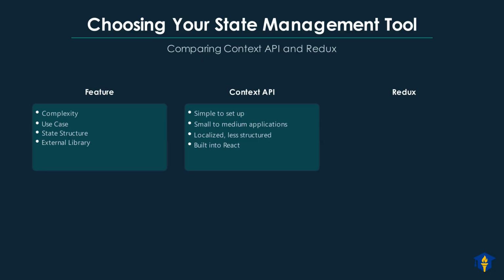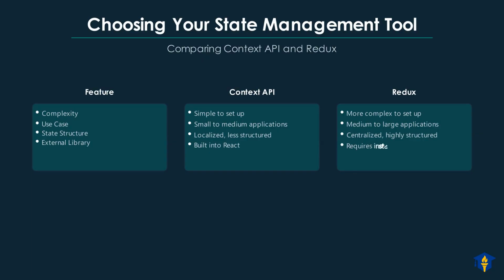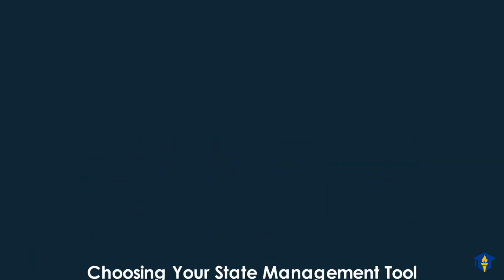Next, let us examine the characteristics and approach of the Redux state management library. Redux is generally more complex to set up and requires more boilerplate code initially. It is typically recommended for medium to large scale applications with complex state requirements. Redux promotes a centralized and highly structured approach to managing your application state. Unlike Context API, Redux requires you to install it as an external library.